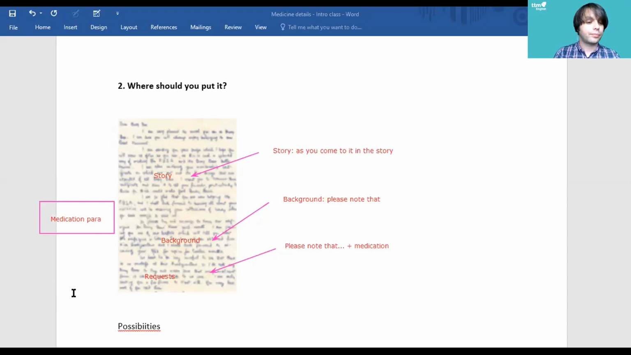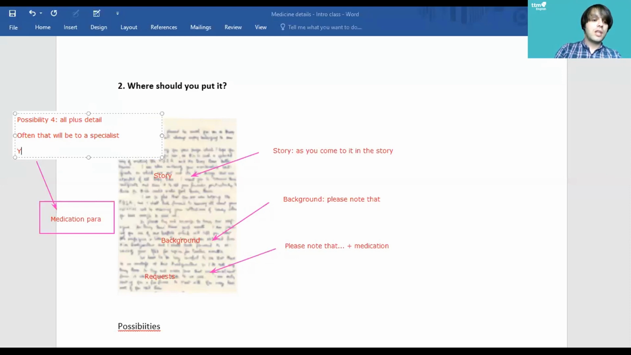It's your choice. One little note as well. Imagine you're writing to a specialist. Can you use abbreviations? Yes. So often when it comes to number 4, what was possibility number 4? Mention all the medications plus detail. Well, often that will be to a specialist, and you can use abbreviations, can't you? Does anyone disagree? With a specialist, you can use the abbreviations.